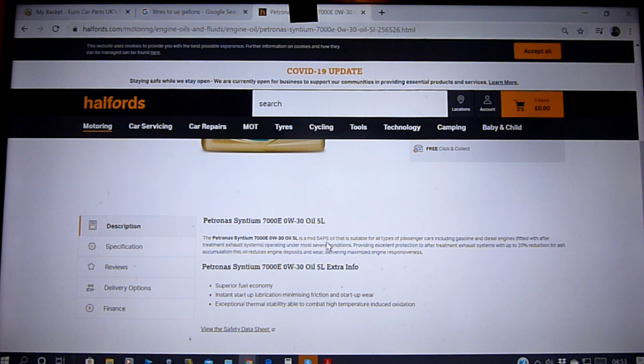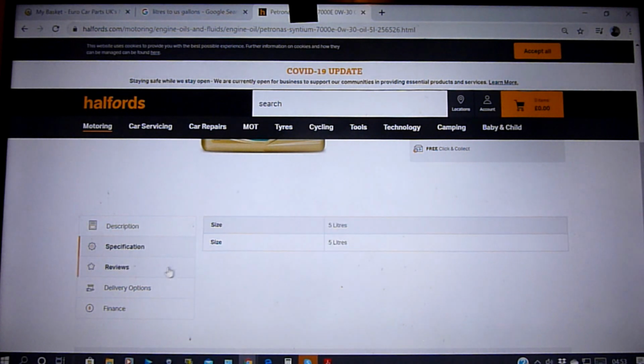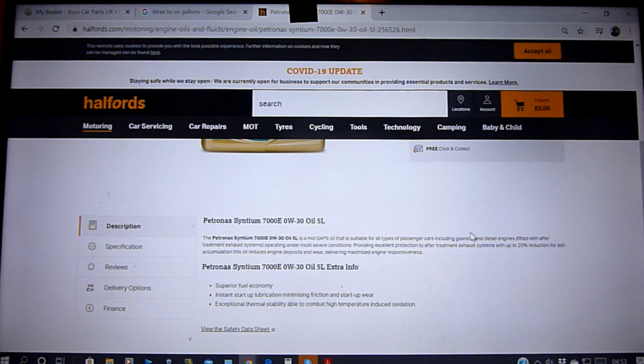Here's a Mid Sap oil. Mid Sap. 7,000. 20% reduction for ash. But even this isn't as good, I don't think. Superior fuel economy. Alright, okay. Instant start lubrication. Exceptional thermal stability. That's that 13 number.